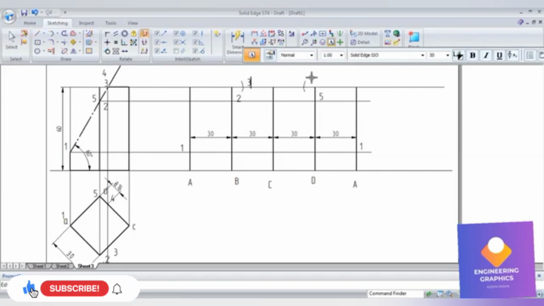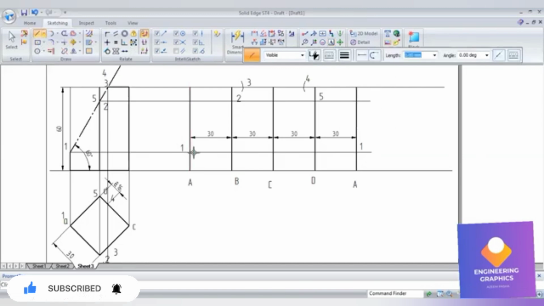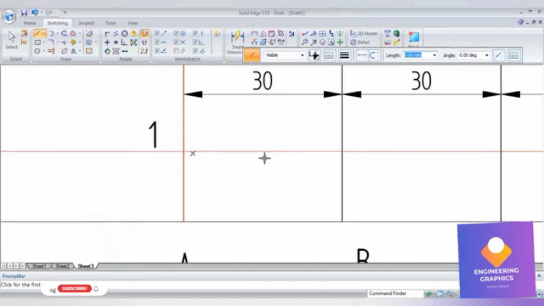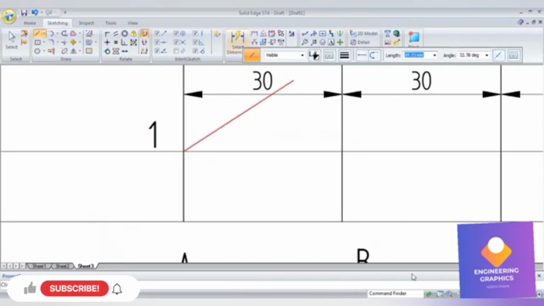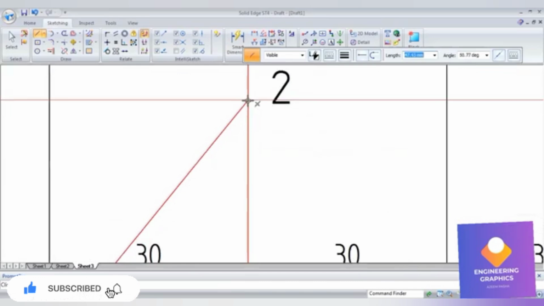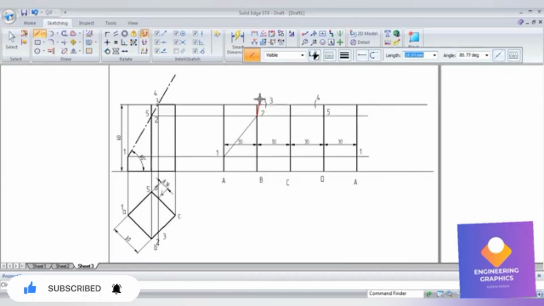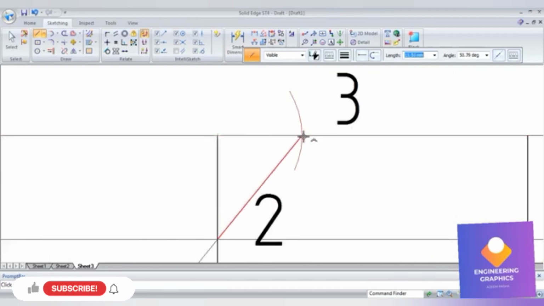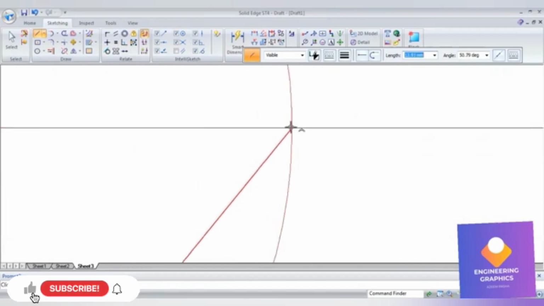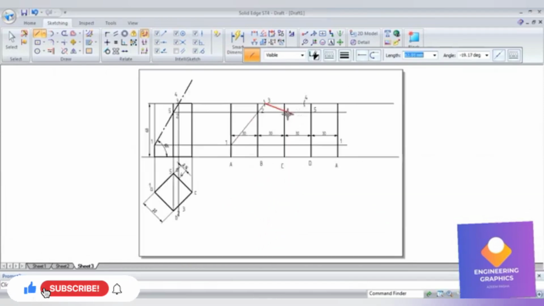Okay, now with the continuous thick line, we have to join all these points. Okay, 1, 2, 3, 4, 5 and 1 again. Okay, that's the cut, retained portion. So we'll join it with a thick line. Okay, try to join it with a thick line here. So try to get the intersection point exactly.